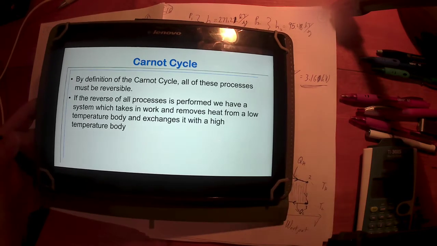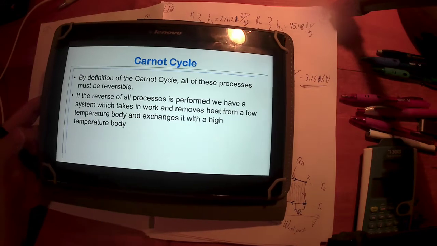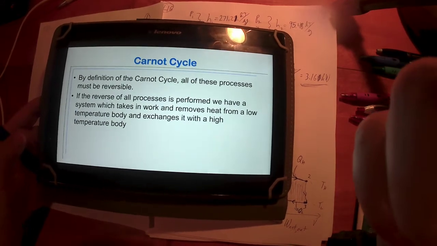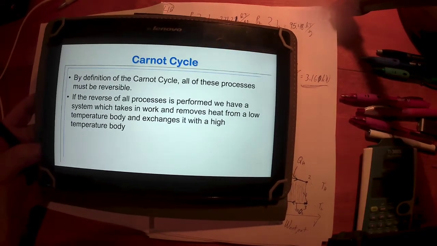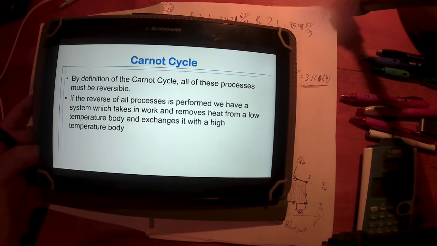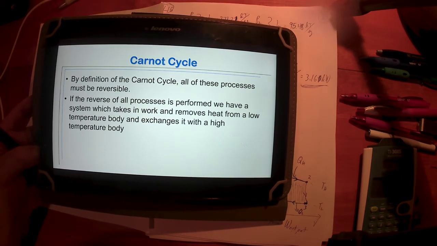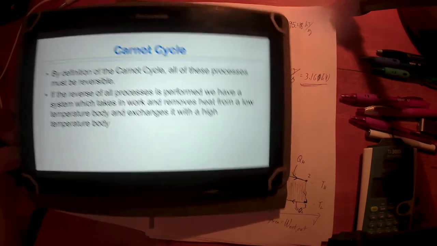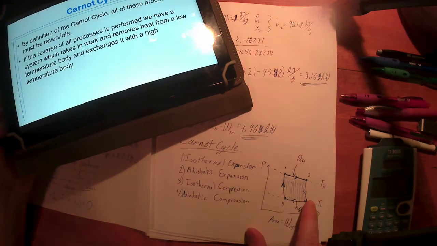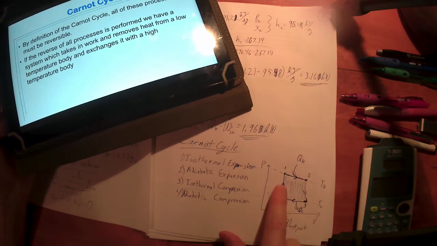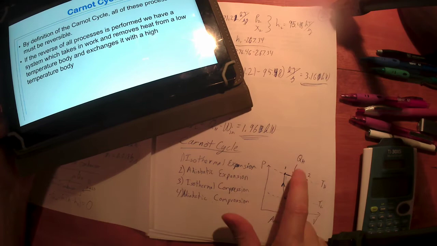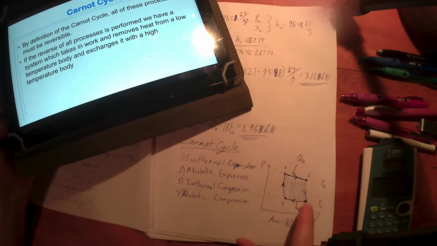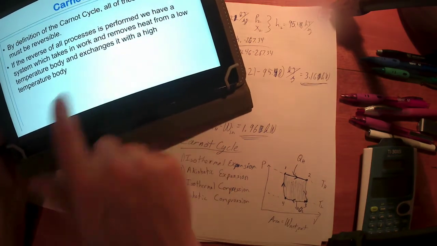So again, Carnot, when he proposed this cycle, said that if we could do these all reversibly, that would be the best possible scenario. Since they're all reversible, notice what happens when I run the reverse. If I reverse this cycle, so now I go this way, and this way, and this way, and this way, I still have a low temperature down here and a high temperature up there, but I've changed the direction that the heat flows.